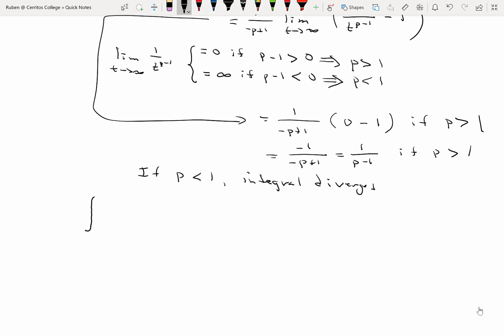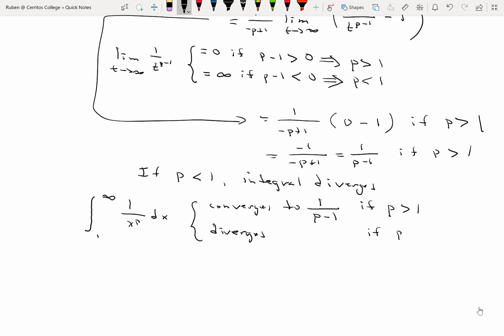So the bottom line is this integral we call the p integral, p as in Paul integral, does one of two things. This integral converges. In fact, it converges to 1 over p minus 1 if p is greater than 1, and diverges if p is less than 1. Case 1 also adds less than or equal to 1.